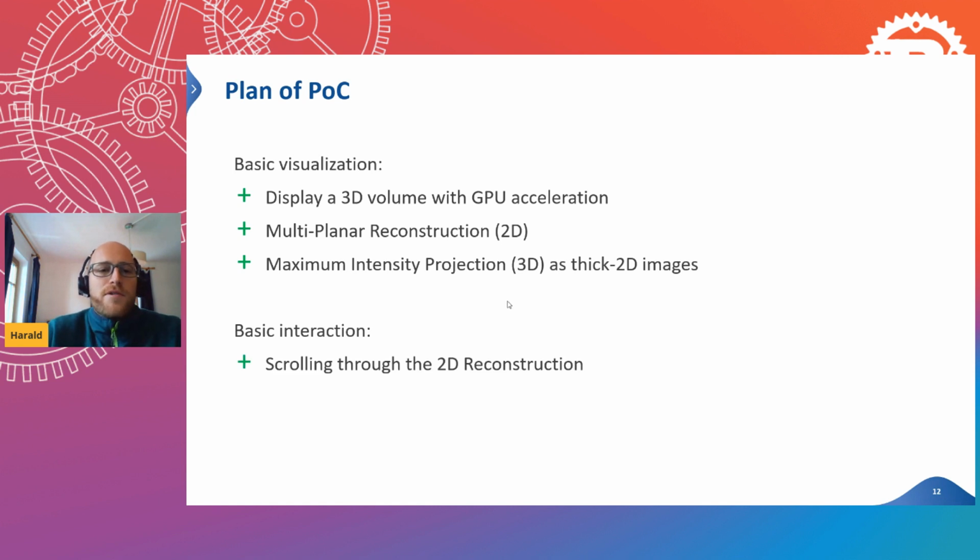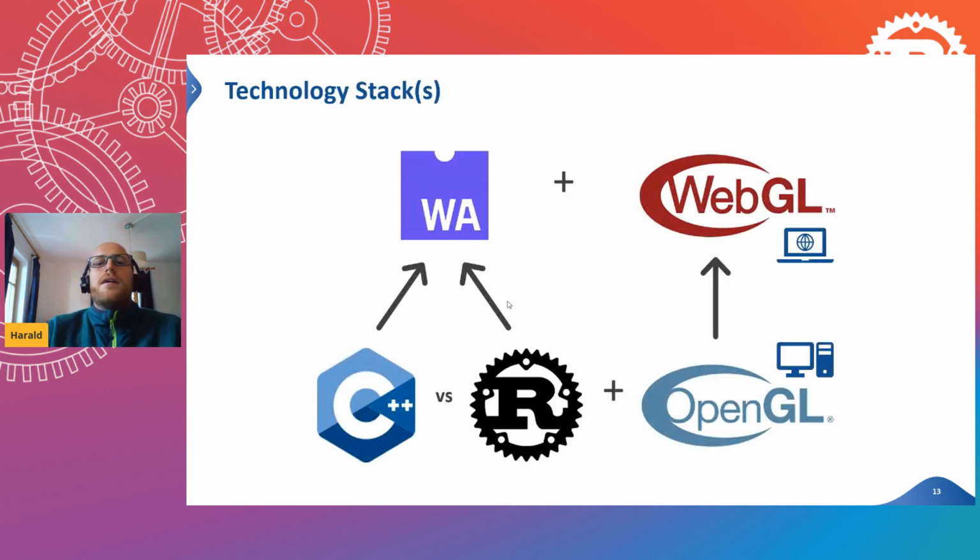And we also wanted to do some basic interaction so that you can get a feeling for how responsive it is. So there we decided to do just a simple scrolling through the 2D reconstruction. So basically we wanted to compare C++ with Rust. So we did two prototypes.